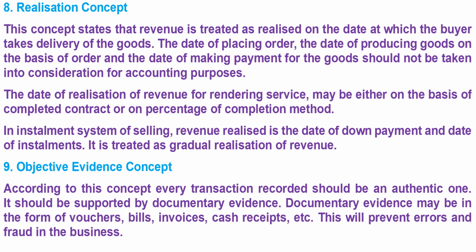8. Realization concept. This concept states that revenue is treated as realized on the date at which the buyer takes delivery of the goods. The date of placing order, the date of producing goods on the basis of order, and the date of making payment for the goods should not be taken into consideration for accounting purposes. The date of realization of revenue for rendering service may be either on the basis of completed contract or on percentage of completion method. In installment system of selling, revenue realized is the date of down payment and date of installments. It is treated as gradual realization of revenue.